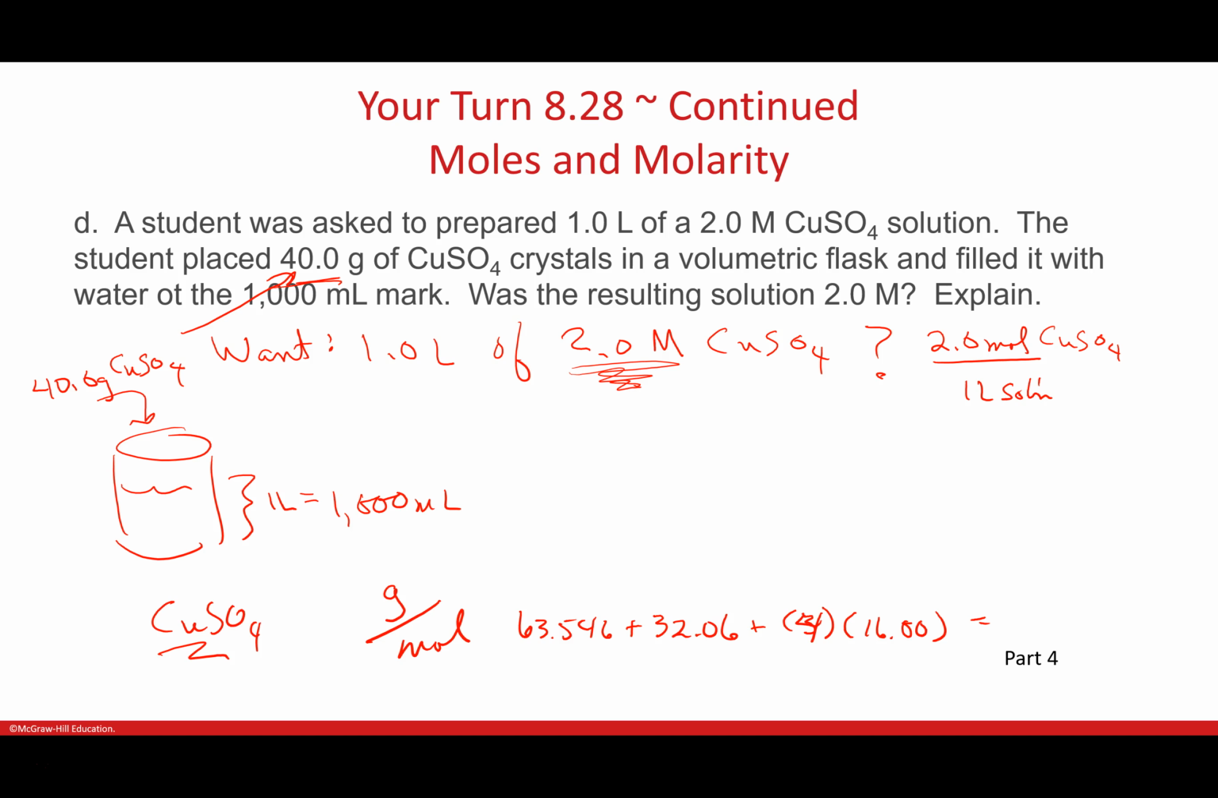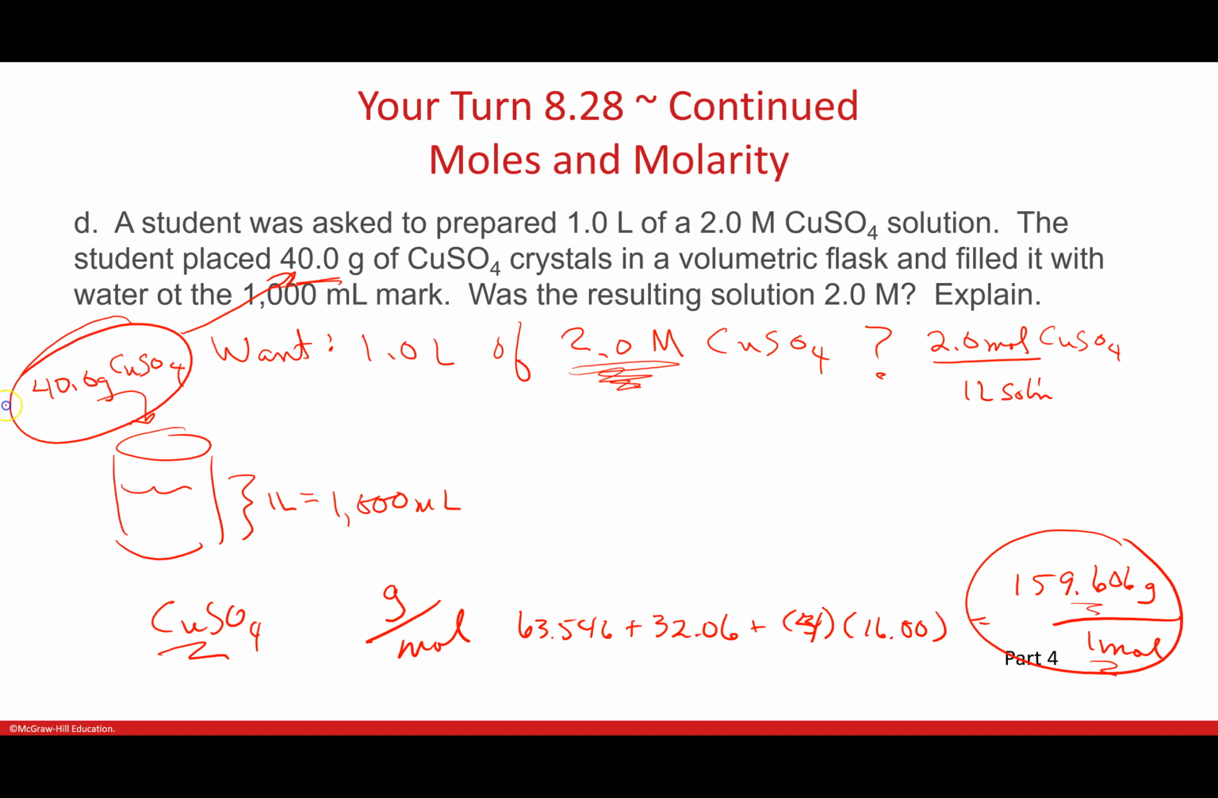But I am going to pick on you with the answer. So she's going to tell us 159.606. That's fine. And that's grams in 1 mole. All right, Natalie. So to get 1 mole, that's the mass you need to weigh out. Question is, did we weigh out 2 moles when we weighed out 40.0?